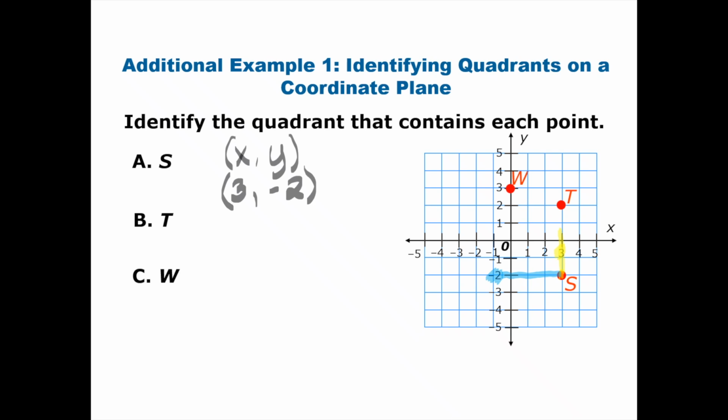So we're going to do the same thing for T. So we're going to go to the x-axis first, which is at 3. Then we're going to go to the y-axis, which is at +2. So for point T, we would be at +3, +2. Now W, when we look at the x-axis and we go straight down, we can see it's at 0. And then for the y-axis, we actually don't need to move because it's directly on the y-axis right here at 3. So this would be at the point 0, 3.